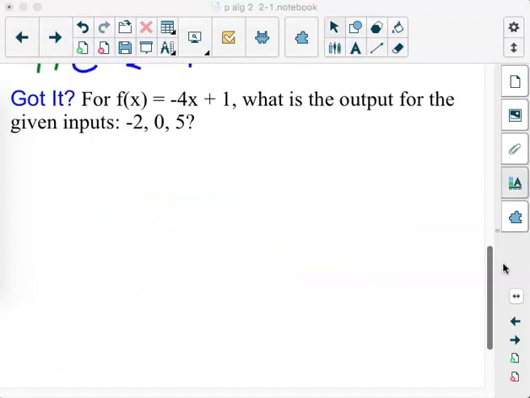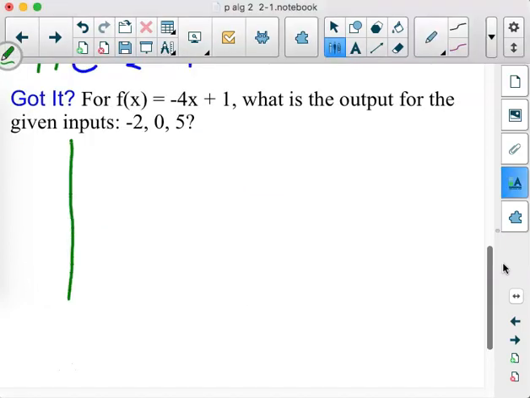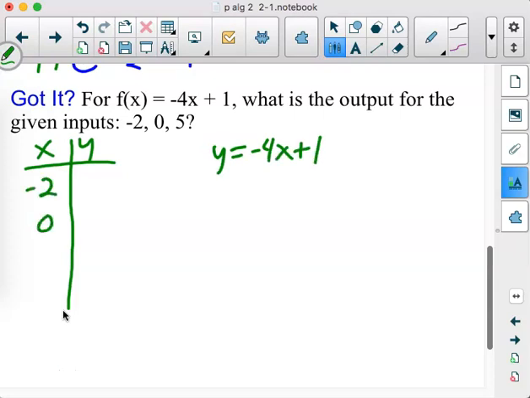All right, so hopefully you're thinking, well, I can do this because I know that f of x is y. I'm going to change that to y, and then I'm going to put negative 2, 0, and 5 into the equation and see what I get. Please do that. Pause the video, then double check.